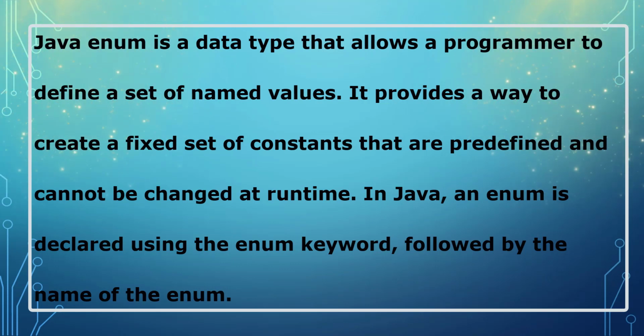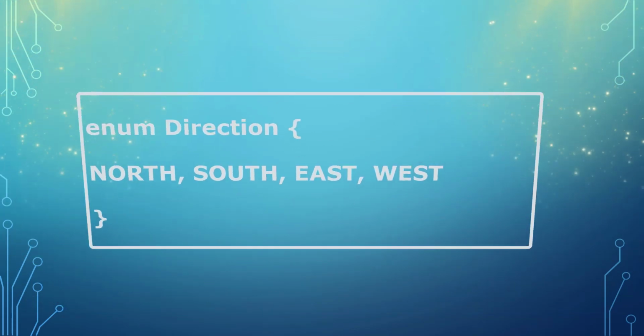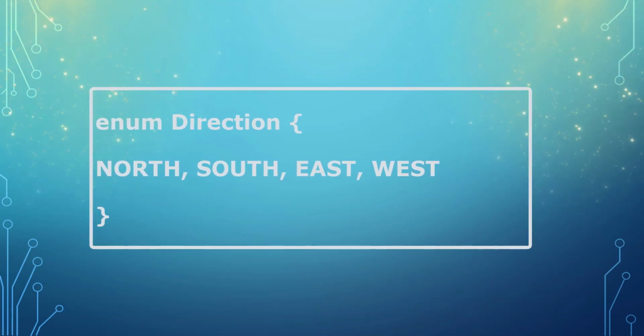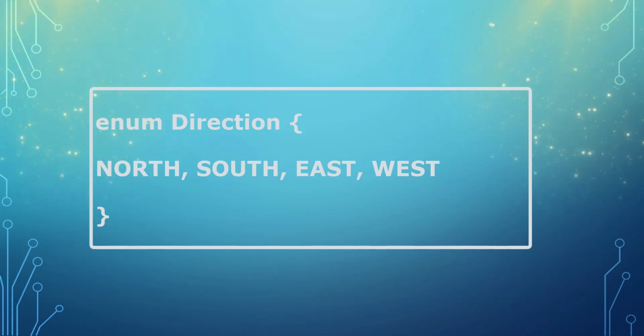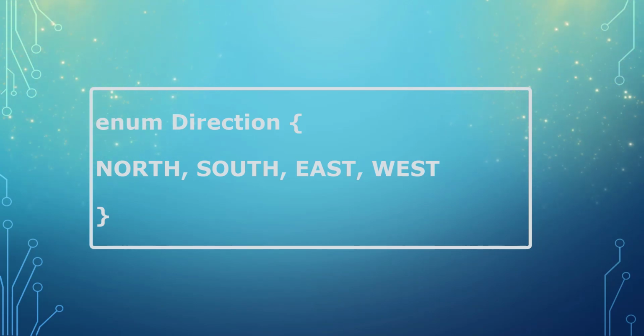In Java, an enum is declared using an enum keyword followed by the name of the enum. Here is an example. In this example, Direction is the name of the enum with four predefined values: North, South, East, and West. These values can be used in Java code like any other constants.